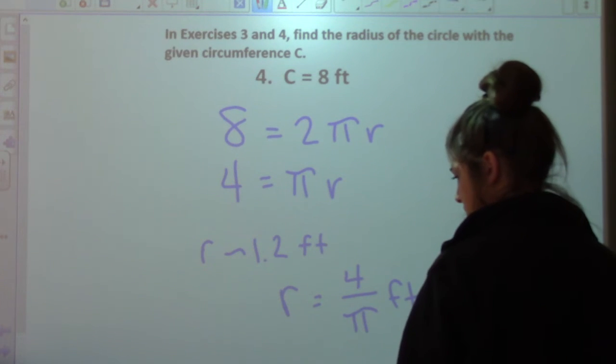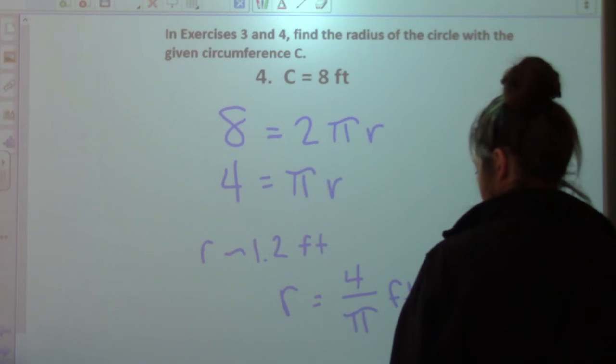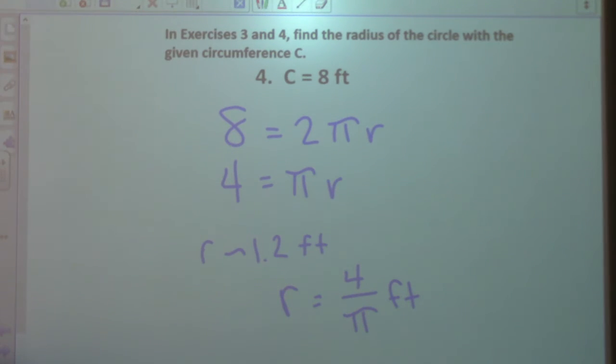So she wrote down 2 ways, right? Approximately 1.2 feet, or exactly 4/5 feet. Does that sound right? Is that right, everybody? Guys, is that right? Survey says? Yes.